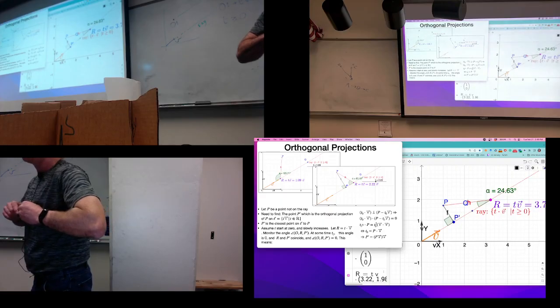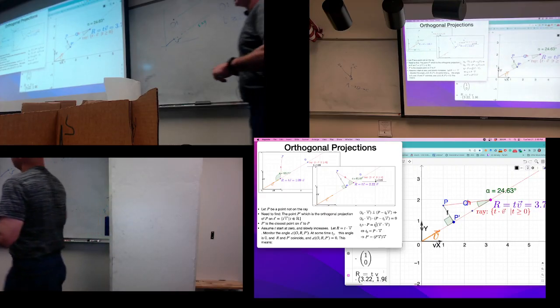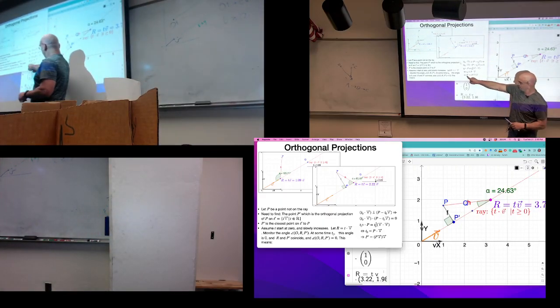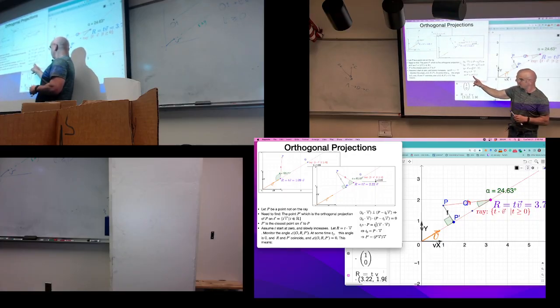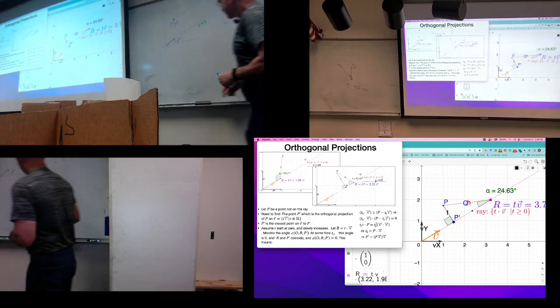And once you find the time, you can actually ask, what is the point p prime? It's the time, which is p times v. That's a scalar times v. Sanity check.